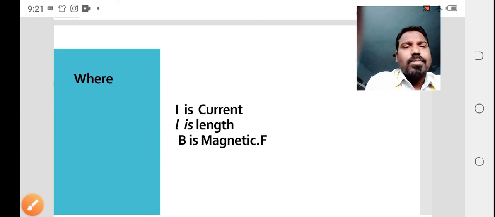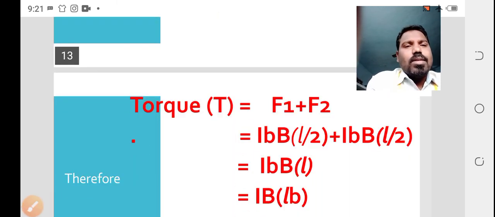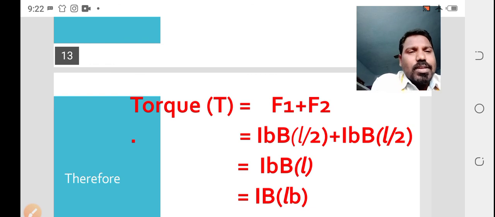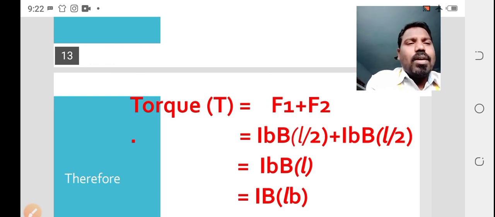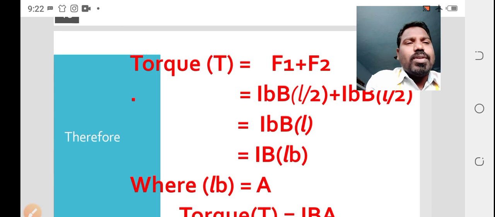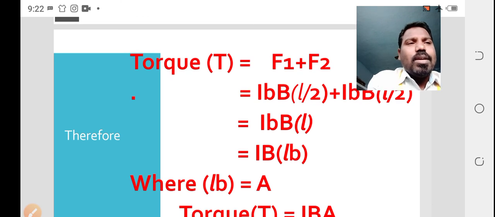The torque is F1 plus F2, which is IBb of L by 2 plus IBb of L by 2. After simplification, it will be IBb of L, where L by 2 plus L by 2 will be L. So here IB of Lb. But here one thing you need to understand, what is Lb? The product of length and breadth, where Lb is the area.